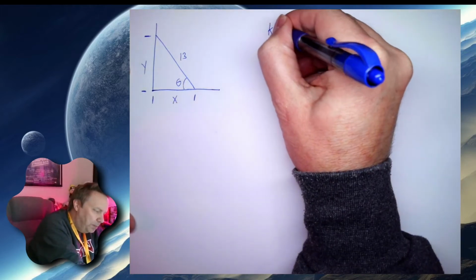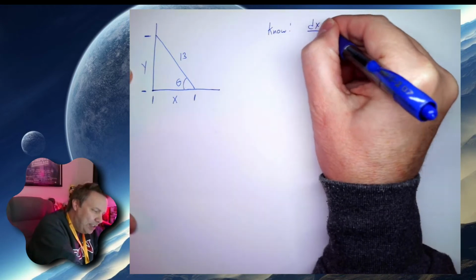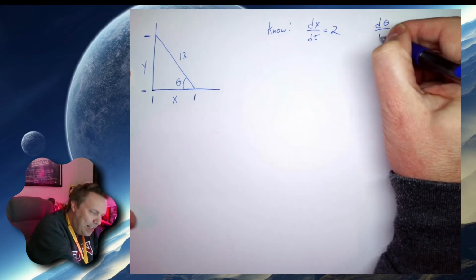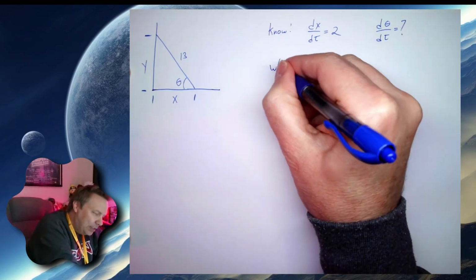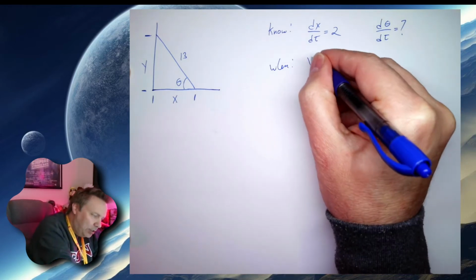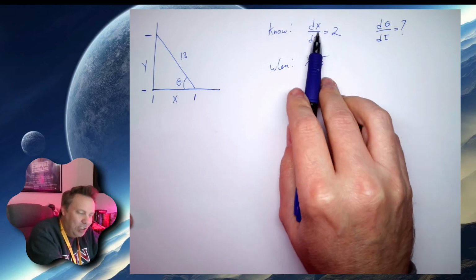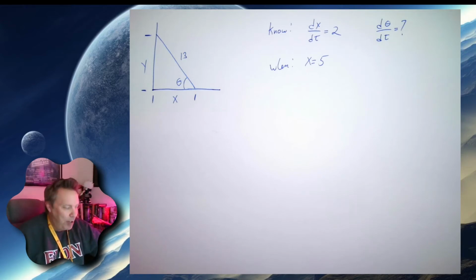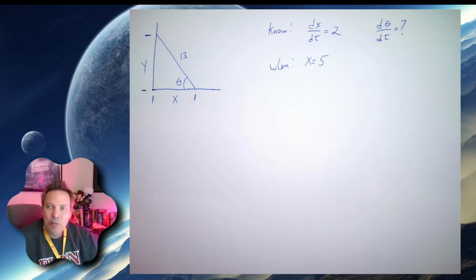So what do we know about this problem? I hope you watched video 1 on this. We know that dx/dt is equal to 2. We want to figure out dθ/dt in this problem. When do we want to do this? When x is equal to 5. I'm not going to plug this constant in until later in the problem. So the first thing I need to do is come up with a model for this. There are lots of ways to describe how theta, x, y, and 13 are related to each other.